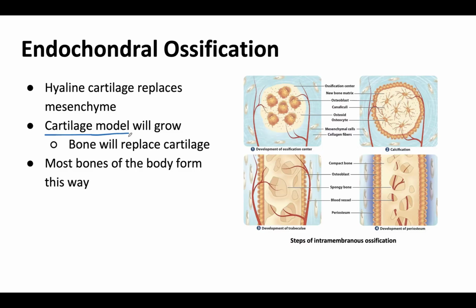There is going to be a small remnant of hyaline cartilage that persists into adulthood on the ends of the bone, and this is called articular cartilage. Most bones of the body will form through endochondral ossification. So any bone not previously described with intramembranous ossification. So this would include all the long bones, most of the bones of the axial skeleton.